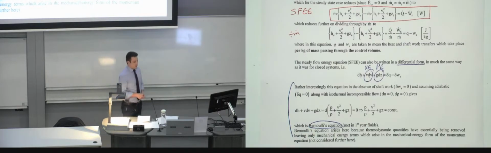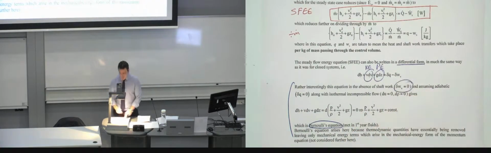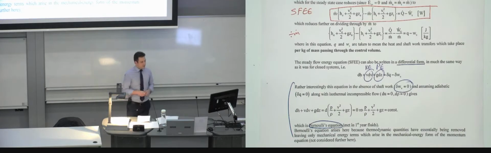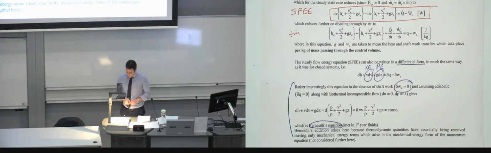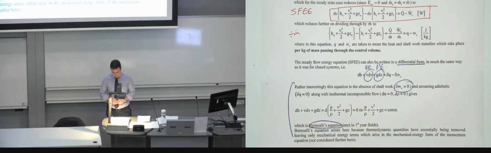If you make some assumptions, if I make an assumption that there's no shaft work, so there's no propeller, there's no turbine, there's no compressor involved in here, then we know that that term is going to disappear, delta WS. If you assume that we have an adiabatic situation, which means there's no heat exchange in the system, then you're going to have delta Q equal to 0.